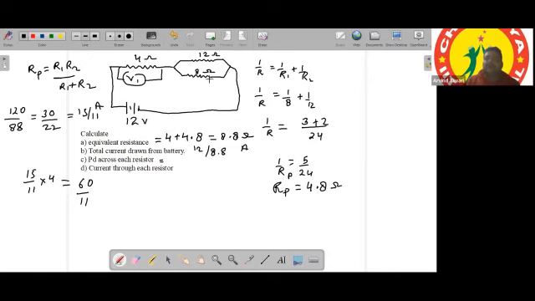And then we can compute the PD across the second one. PD across the second resistor would be, you have the equivalent resistance as 24 by 5. So this is your V1 and the second potential V2 will be equal to IR, where I we got 15 by 11.